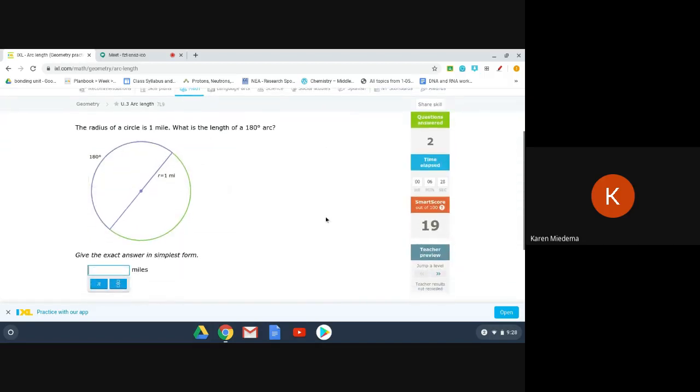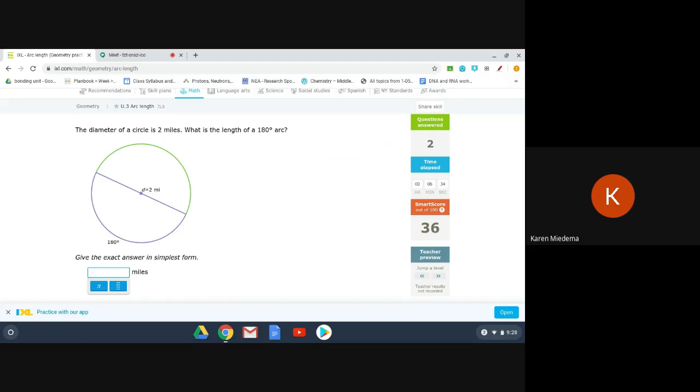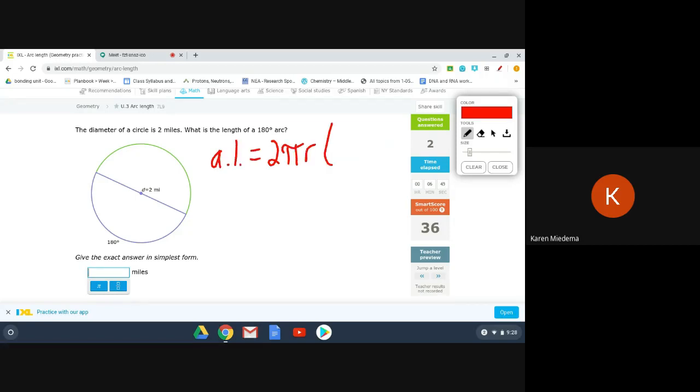Okay, so we just did one like this, so I'm going to go ahead and jump a level. I'll go ahead and do this one. It's really not much harder. It's still the arc length, same formula, 2 pi r times theta over 360. The only difference is that in this problem, they didn't tell you what the radius is. They told you the diameter.